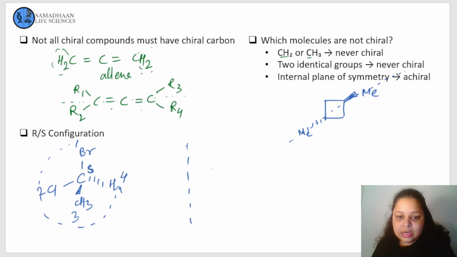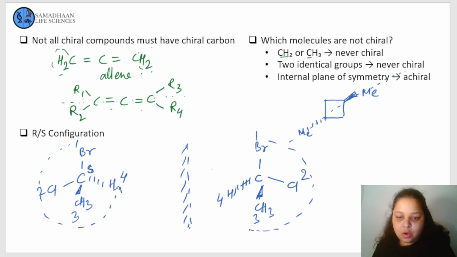And then let's move on to its mirror image, its enantiomer. So it will be bromine, carbon, then here hydrogen, methyl, chlorine. So 1, 2, 3 and 4. So this is clockwise. So this will be R. So if the 1, 2, 3, 4 is in anti-clockwise, then S. If in clockwise, then R.